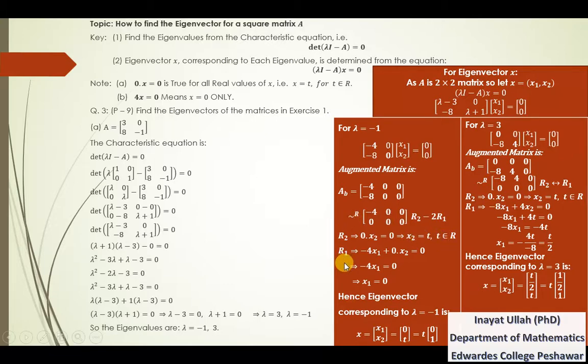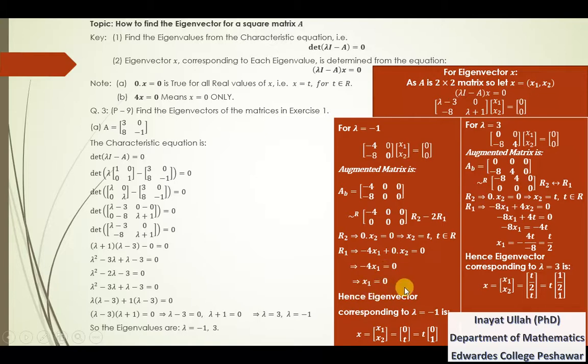And row number 1 implies minus 4 into x1 plus 0 into x2 is equal to 0. Now 0 into x2 is actually 0, so minus 4 into x1 is equal to 0. Any number multiplied by x giving 0 means x is equal to 0. So that means x1 is equal to 0. Hence we have got the values of x1 and x2.